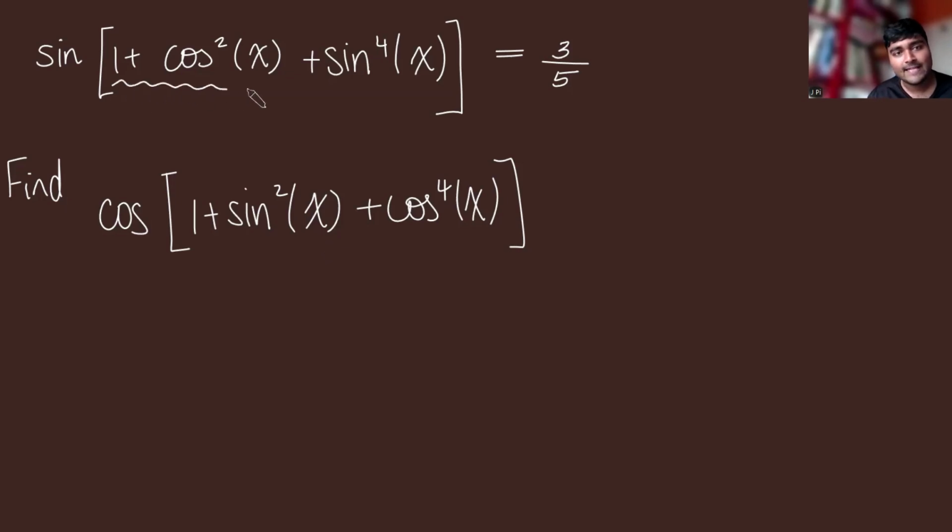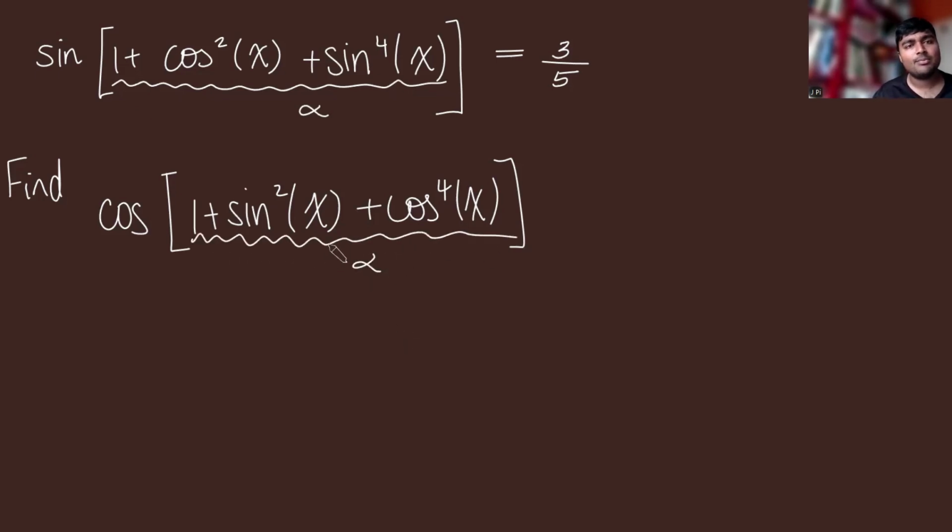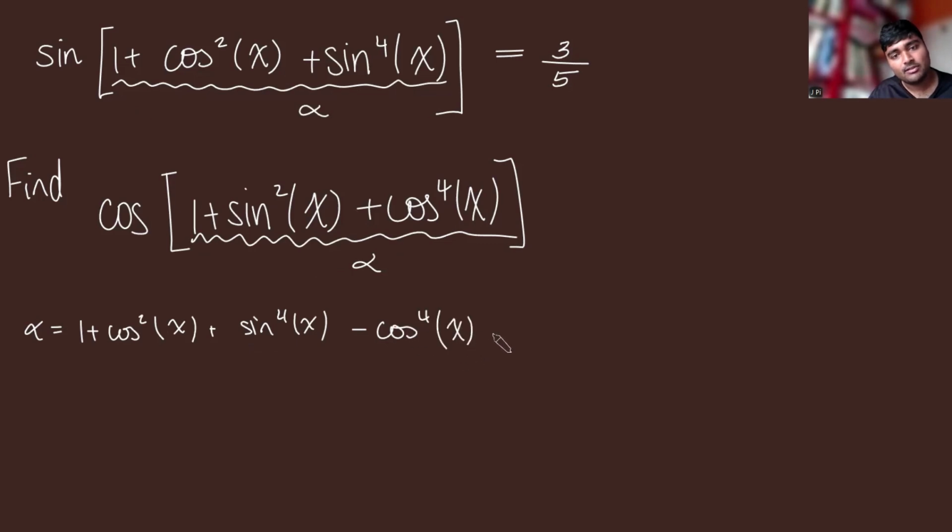Let's first call this thing here in the brackets alpha. And the first thing I'm going to claim is that this thing here is also alpha. How do I prove this? Well, let's start with what alpha is defined to be: 1 plus cos²x plus sin⁴x. And all I'm going to do is add and subtract the same thing at the end. So I'm going to subtract off cos⁴x and then just add it on again like so, which isn't changing its value.